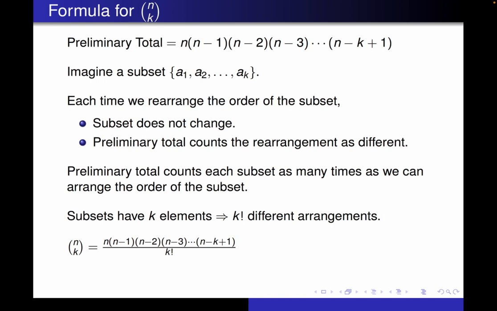Now, if you don't like that formula because of the dots, what we can do is multiply the top and bottom by n minus k factorial. When we do, that completes the factorial on top, so we end up with n factorial on the top, but then we get an extra factor of n minus k factorial on the bottom. So we get n choose k equals n factorial divided by k factorial times n minus k factorial.